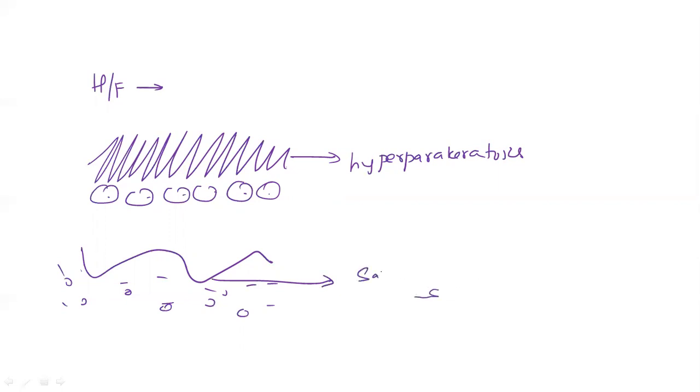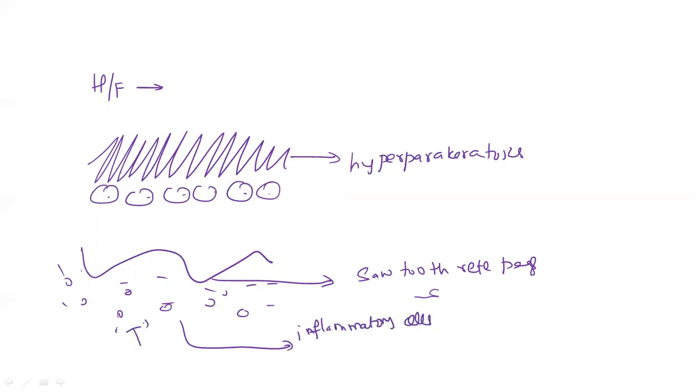So let me draw this. Sawtooth rete pegs. Now here you see lot of inflammatory cells which is not present in normal epithelium, and you see T lymphocytes. Okay. Now what happens exactly is these T lymphocytes will actually cause degeneration of basal cells, basal layer of cells. This is a very important point to remember.